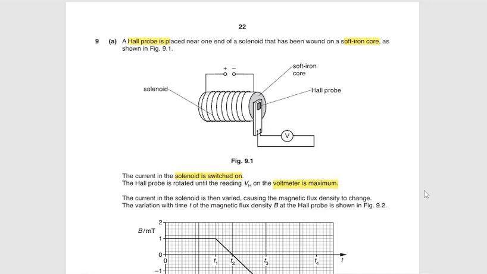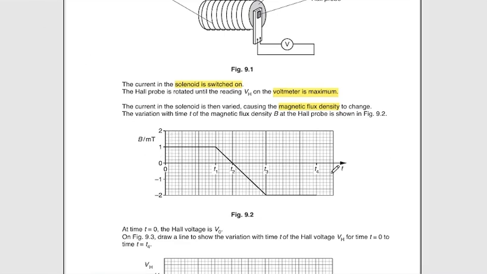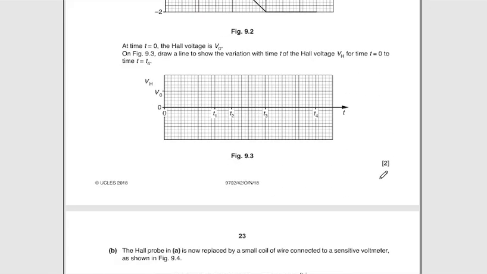Okay, and they have given us a graph. The current in the solenoid is then varied, causing the magnetic flux density, which is denoted by capital B, to change. The variation with time t of the magnetic flux density B at the hall probe is shown in figure 9.2. So as we can see, we have the magnetic flux density and then we have time here, and at time t0 the hall voltage is V0, which is the maximum. And on figure 9.3, draw a line to show the variation with time t of the hall voltage for time 0 to time t4.